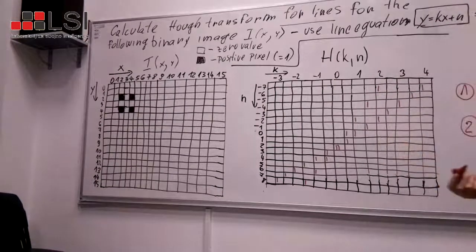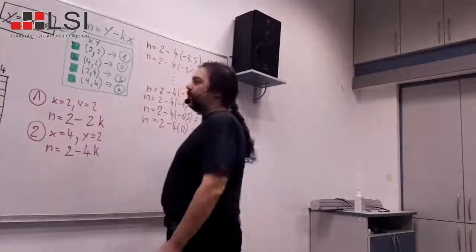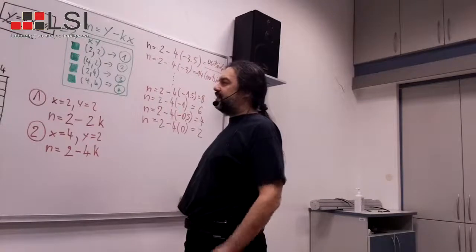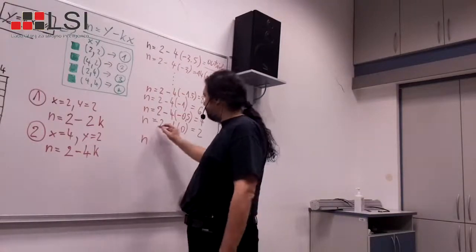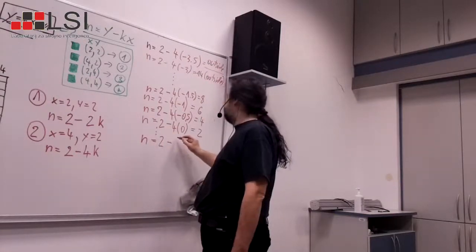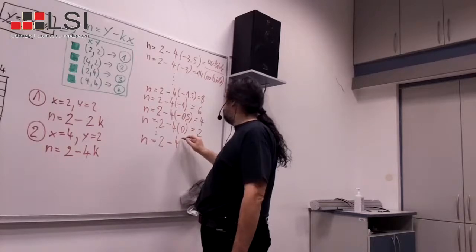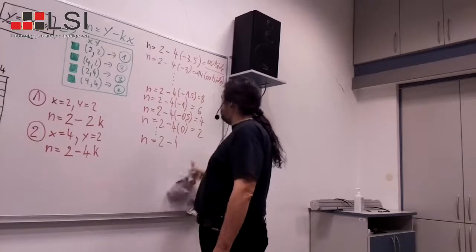And again, we can verify this for the last. So let's make the last calculation now, just to see if it's correct. We found out that the last k that fits in our accumulator would be 2. So n is 2 minus 4 times 2. Sorry, this is without the parentheses.